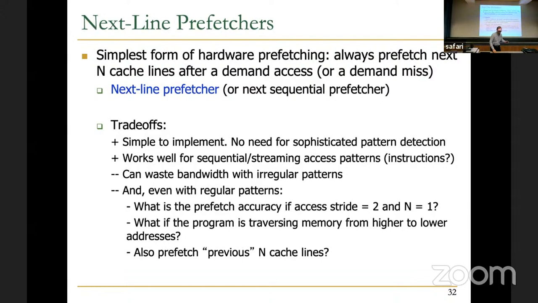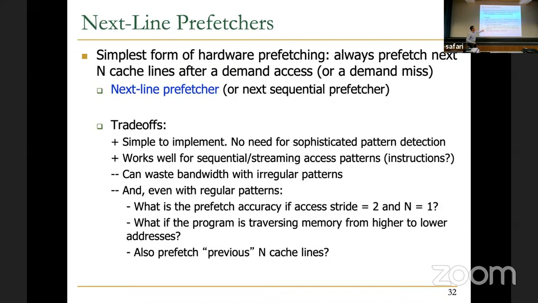What if the program is traversing memory from higher to lower addresses? So does it really make sense to always go address A plus 1, A plus 2, A plus 3? What if the program is going backwards, right? And this happens also in systems because you're doing some programming and you have to traverse the array the other way, right? Do you also prefetch the previous N cache lines? Now you've doubled the bandwidth usage that you have, right?